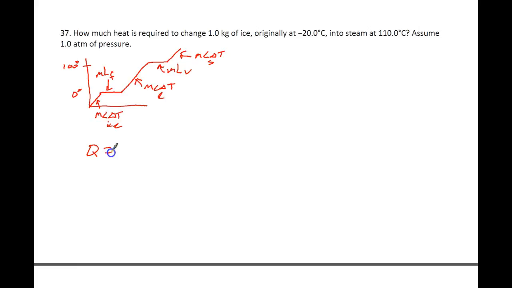So Q here is going to be equal to MC delta T. We need that for the ice. So this is 1 times 2.1, and then our temperature change is 20. Plus we have 1 kilogram, and we've got to go through that latent heat of fusion, which is 333.7. We're going to add that to MC delta T for the liquid, so that's 1 times 4.186 times 100 degrees.